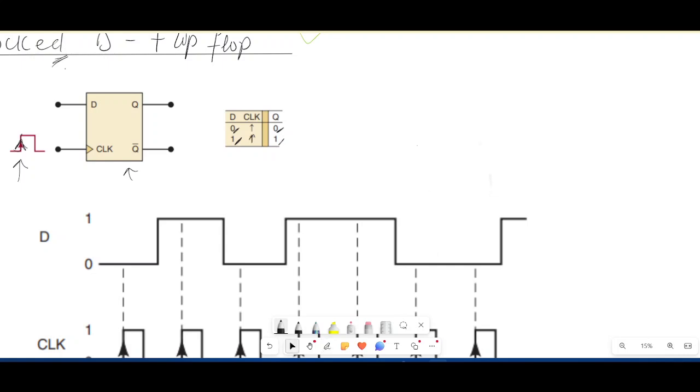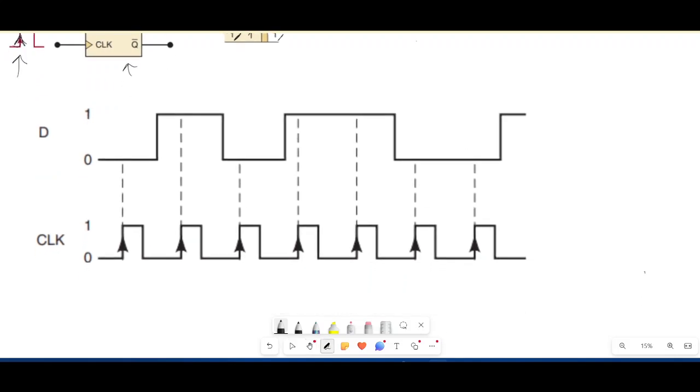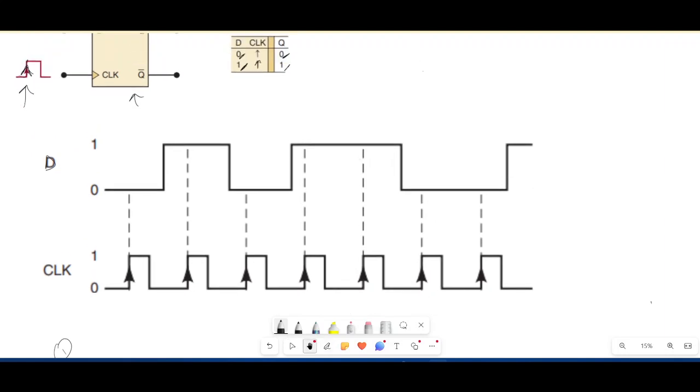So now let's go to a question. You can see this is the D input, this is the clock, and we are expected to draw the Q. Since this flip-flop is dependent on the clock signal, we're only going to draw lines at the PGT of the clock signal. So we're going to just have lines like this.